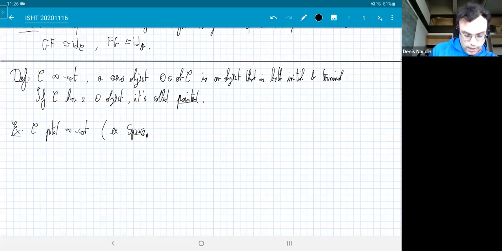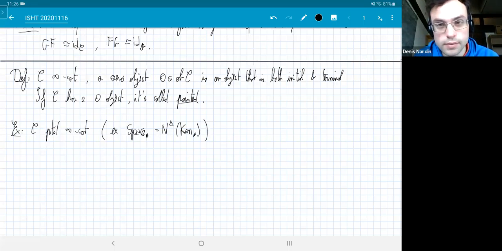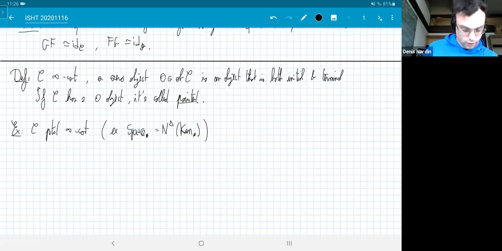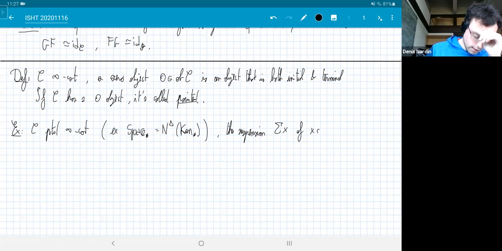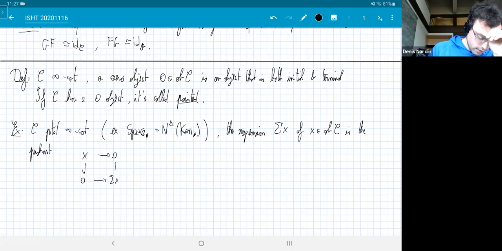You take, well, there are various ways of defining it, but one way is just to take the simplicial nerve of pointed Kan complexes and base point preserving maps. But there is also an intrinsic way from the category of spaces to define it. I don't want to give all the details now because I don't want to talk about slice categories yet. The suspension sigma x of x in C is the homotopy pushout, the pushout of the diagram where x goes to zero, goes to sigma x.